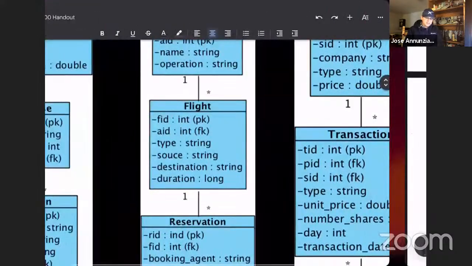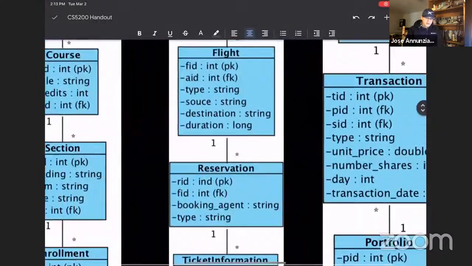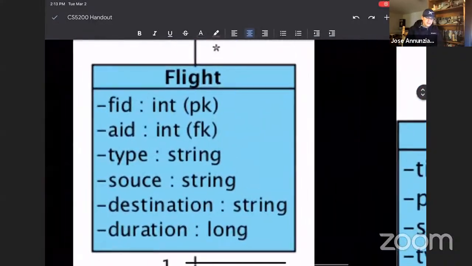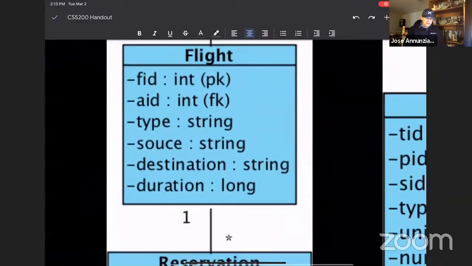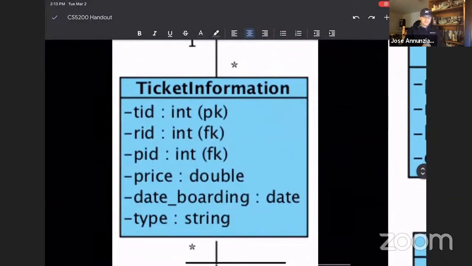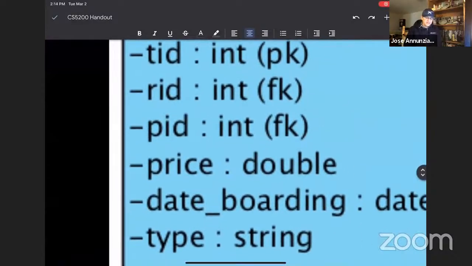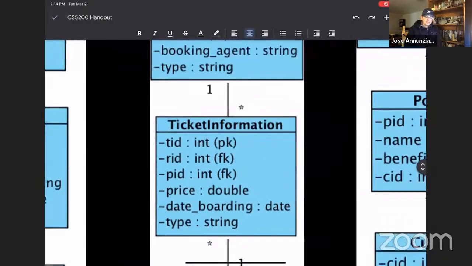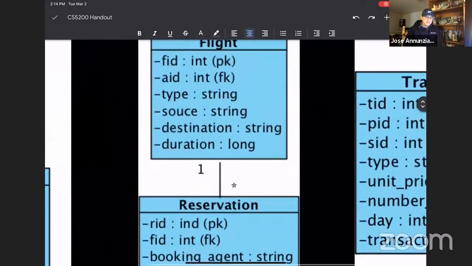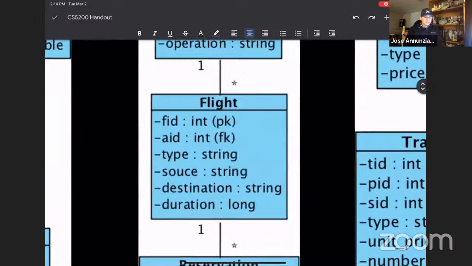So the cost is part of where? Let's see. Not in the airline, not in the flight. The flight doesn't have cost. Reservation doesn't have cost. Ticket information has price. So we need to join the ticket information with the reservation and with the flight, where the flight is going to New York. From the flight, we're going to say where destination is equal to New York.